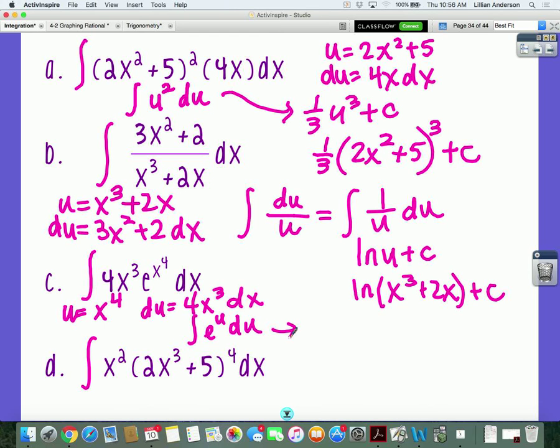I'm not following. Okay, what's the answer? It's just e to the x squared. Okay. Because technically, the antiderivative of e to the u is just e to the u plus c, and then you plug u back in. Questions on number 3?